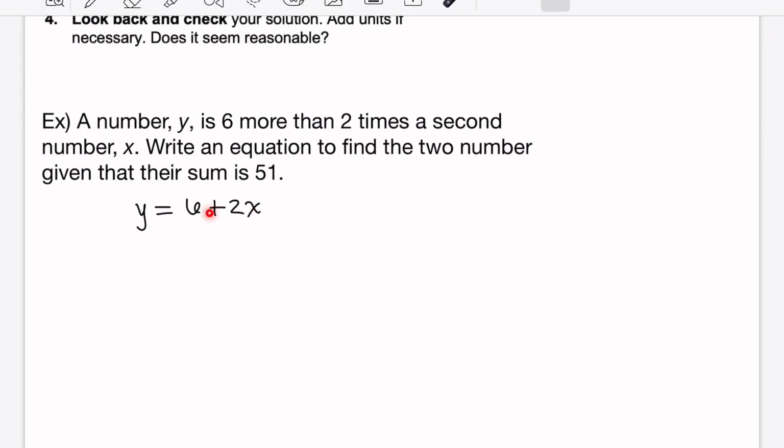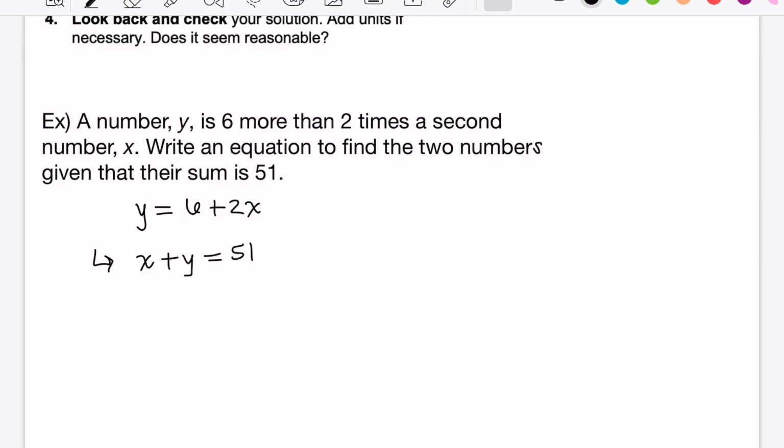2 times some number plus 6 is going to be equal to y. And we want to write an equation to find the two numbers given that their sum is 51. So we're also told that the sum of the two numbers, x and y, that we're looking for is equal to 51.